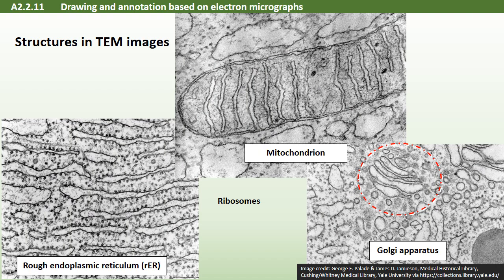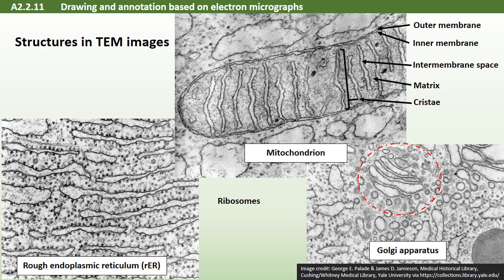Structures in TEM images, transmission electron microscope. At the top, mitochondrion. It has an outer membrane and an inner membrane, and the space between is called the intermembrane space. These perpendicular structures that you see are called cristae. And what's not in the intermembrane space is in the matrix. And do not confuse this with cytoplasm, because the mitochondrion is not a cell, it's an organelle.